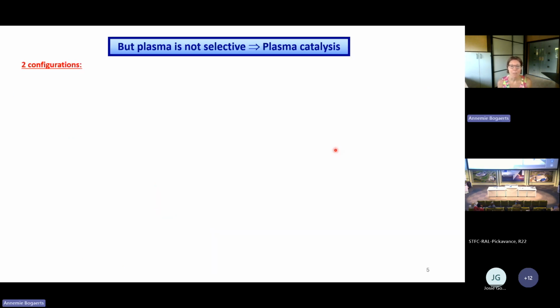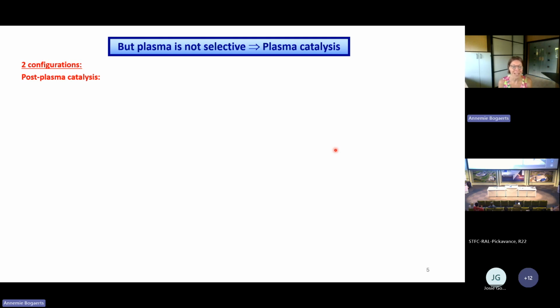Now, the biggest disadvantage of plasma is that it's not selective. So it's very reactive, but therefore not selective. Therefore, it is interesting to combine it with catalysts, and that gives us plasma catalysis. Now, there are two main configurations.